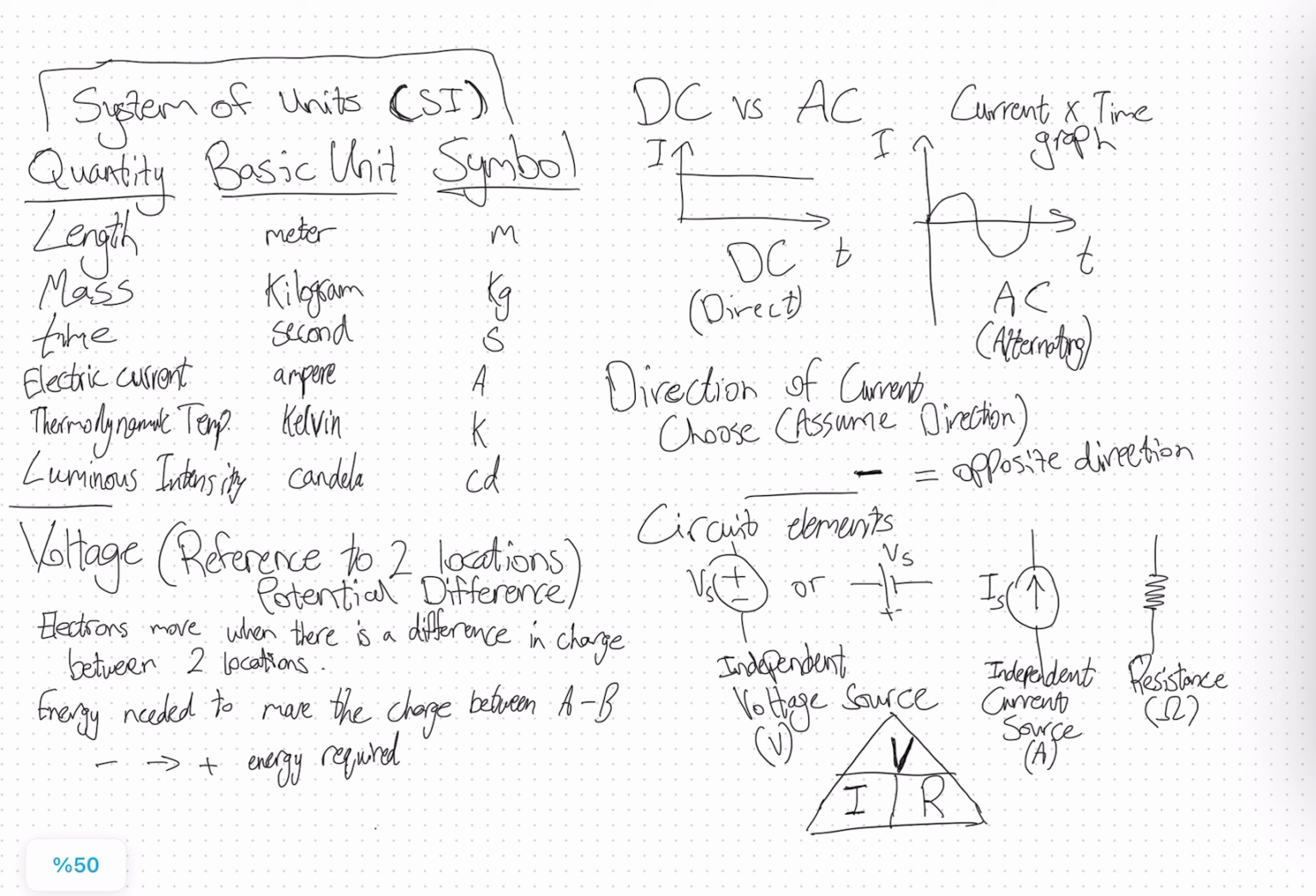So therefore we are using meters to measure the length, and the symbol is always m. Kilogram to measure the mass, it's kg. Second for the time with letter s. Electric current is measured in ampere, and it's the letter A. Thermodynamic temperature is measured in Kelvin, and that's the letter K. Luminous intensity, that's the intensity of light, it's measured in candela, which is cd.